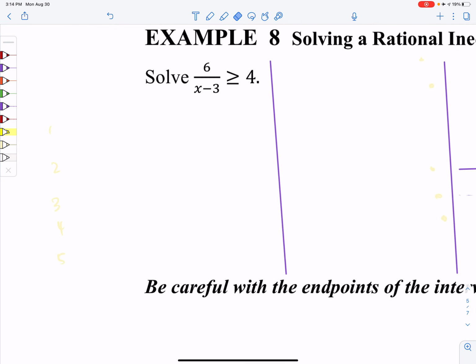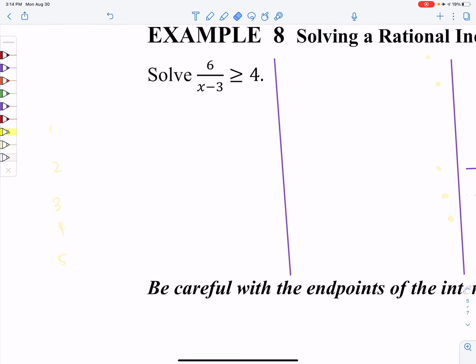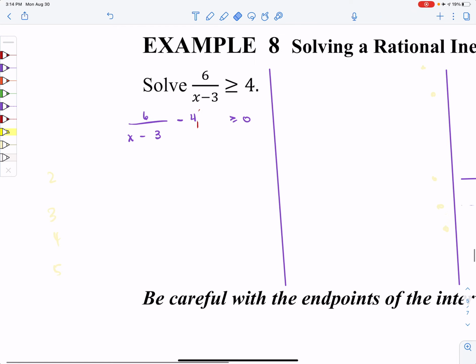So you'll notice here when we look at this example, first of all, I don't have 0 on one side. So the first thing I want to do is subtract 4 on both sides. And then the second thing I want to do, it said that I was to make a single fraction. That's code for you need a common denominator. Well, right now my common denominator is x minus 3. So I'm going to multiply that negative 4 by x minus 3 over x minus 3. Remember, the value of this fraction is 1.